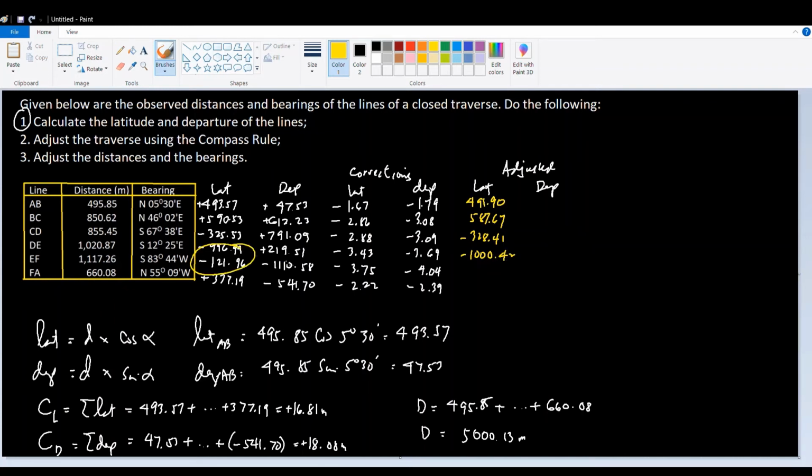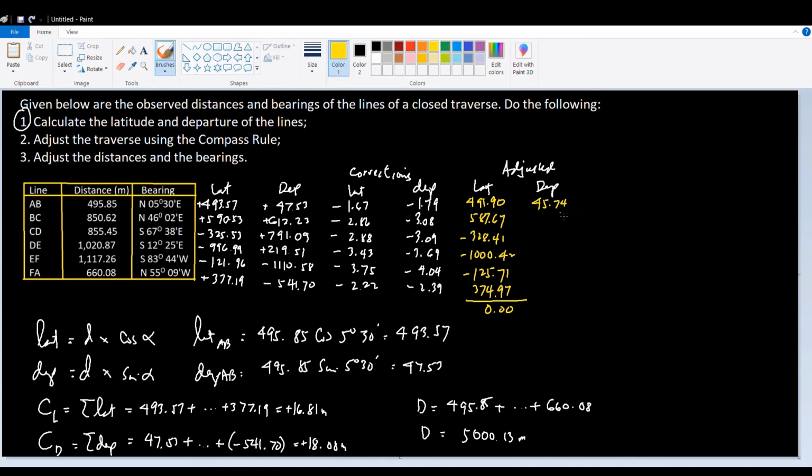Then negative 121.96 and negative 3.75 is negative 125.71. Then 377 minus 2.22 gives us 374.97. Okay? And you can check that. They should add up to 0. For the departures, AB, 47.53 minus 1.79 is 45.74.